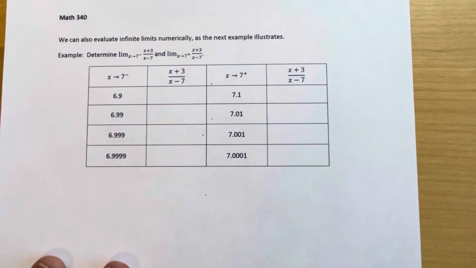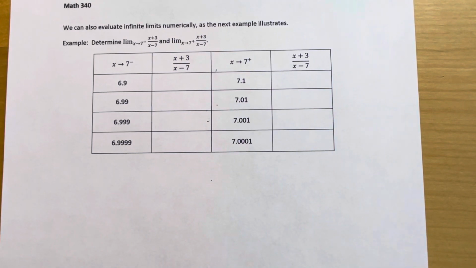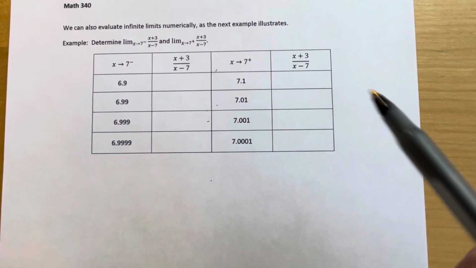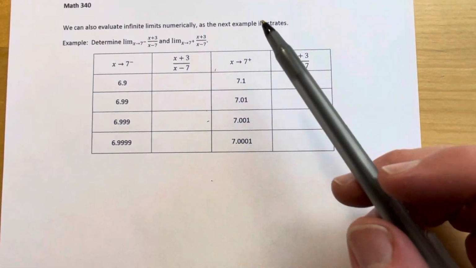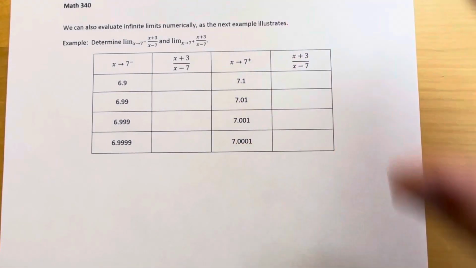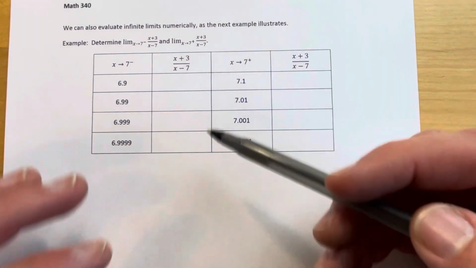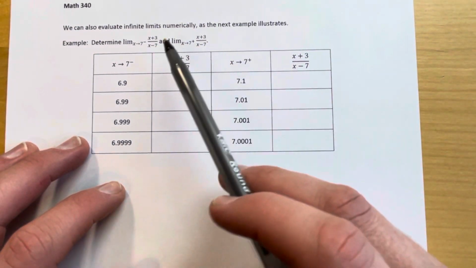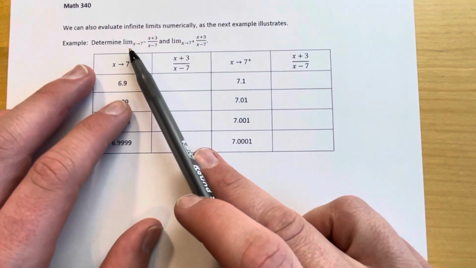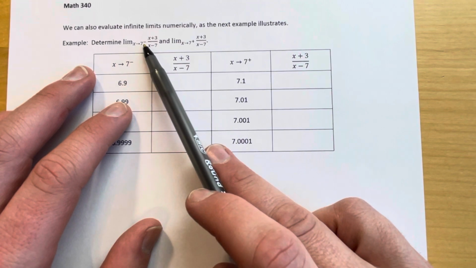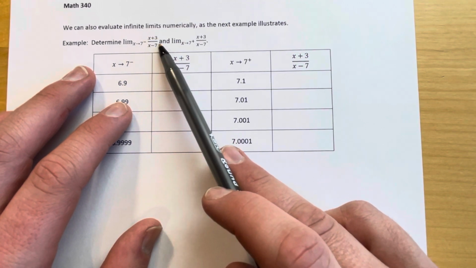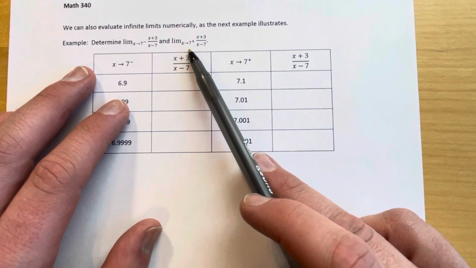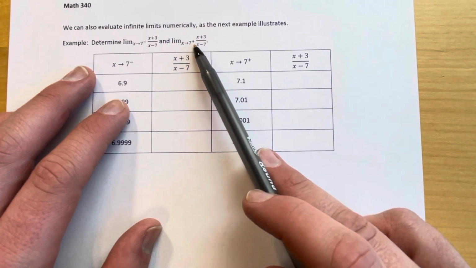We can do these infinite limits with the numerical approach as well. And this will be the last example that we do for this section. So let's try a couple of limits that turn out to be infinite limits and see what that looks like when we take the numerical approach. So first of all, I want to find the limit as x approaches 7 from the left of x plus 3 over x minus 7. And then I want to do the same thing, except this time approaching from the right.